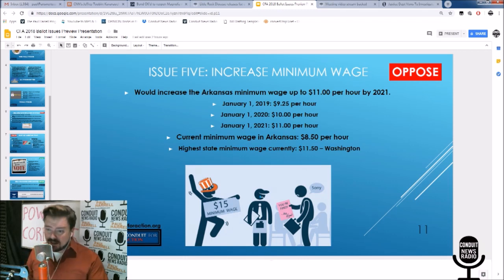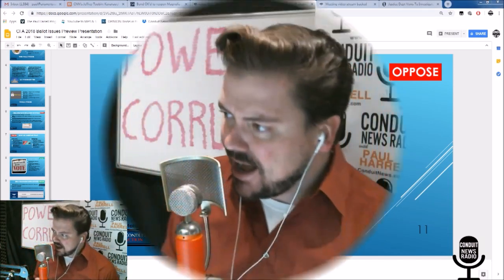Not to mention the government wants minimum wage increases because that means they tax you more. They get more money. They're taxing you the same, but now you're making $11 instead of $8. They get more money out of that. That's why the government wants it, because it feeds the pig, if you will. Those are your issues, 1, 2, 3, 4, and 5.